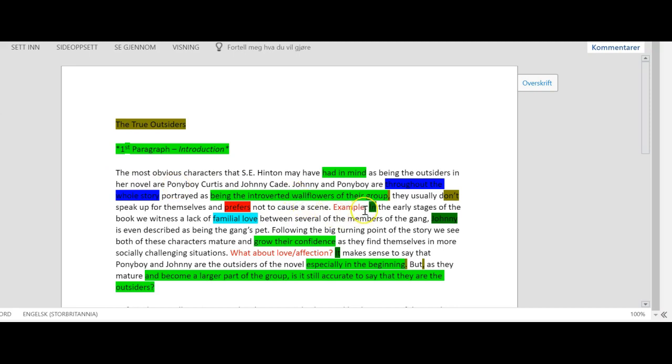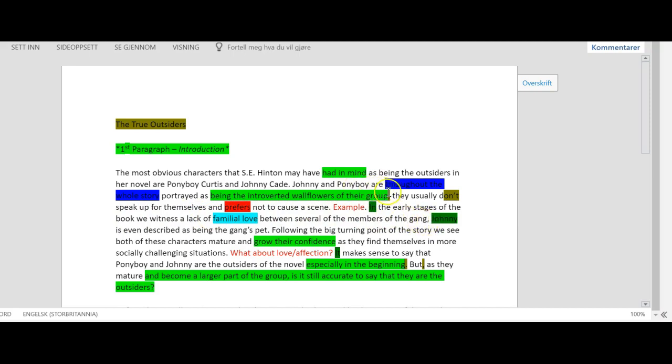Okay, so once you've written an example, then I would add a linking word here because you're now going to continue talking about them. And here I would say, furthermore, in the early stages of the book, we witness, and you've said novel, story, and now book. I like that you're varying your language. In the early stages of the book, we witness a lack of affection between several members of the gang.